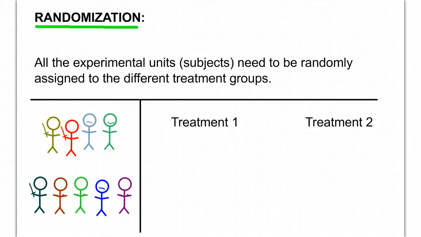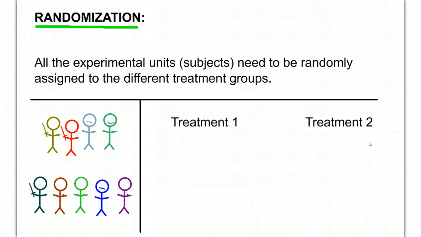All of the experimental units or subjects need to be randomly assigned to the different treatment groups available in any experiment. So in this experiment here, we're going to assume that we have two treatments. There's treatment 1 and treatment 2. And the idea of randomization is to make two groups that are essentially equal.